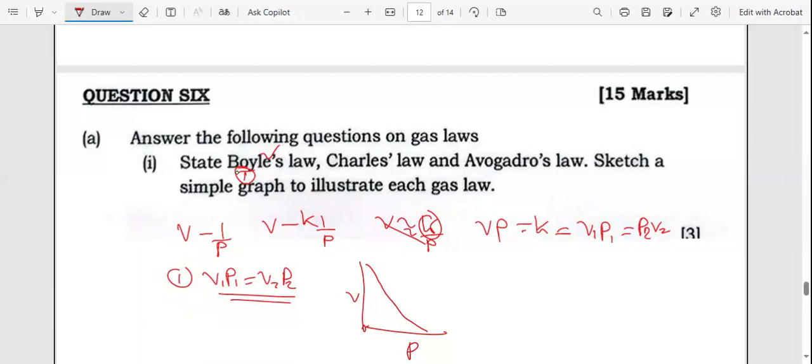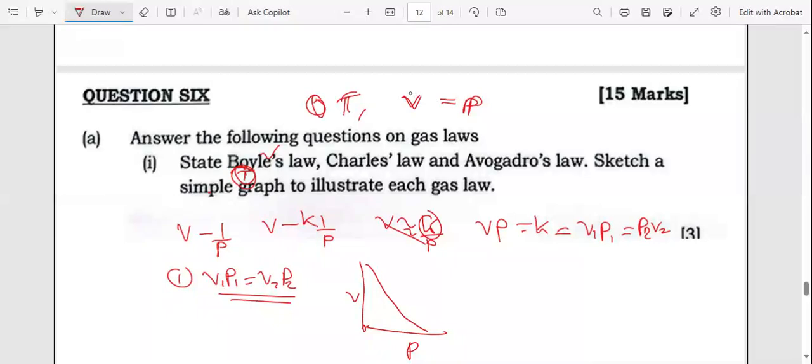What I'm trying to say is at constant temperature, okay? So for a fixed mass of a gas, at constant temperature, the volume is inversely proportional to its pressure. So you say at constant temperature, for a fixed mass of a gas, the volume is inversely proportional to its pressure. That's all. That's how you define it.